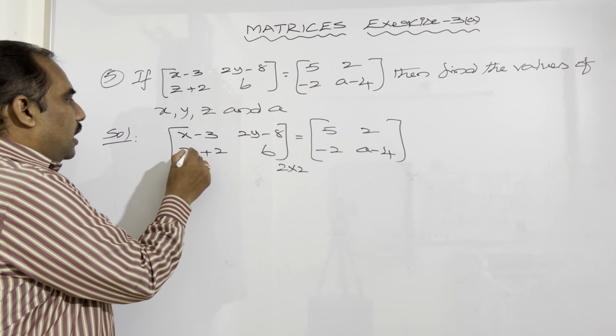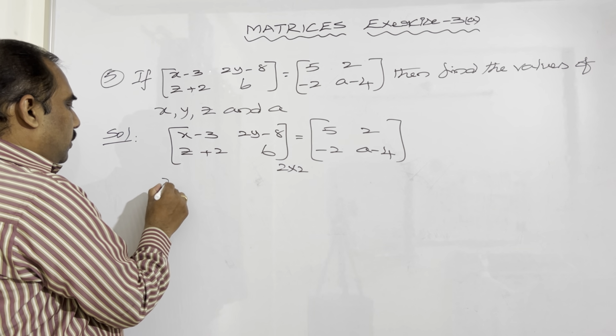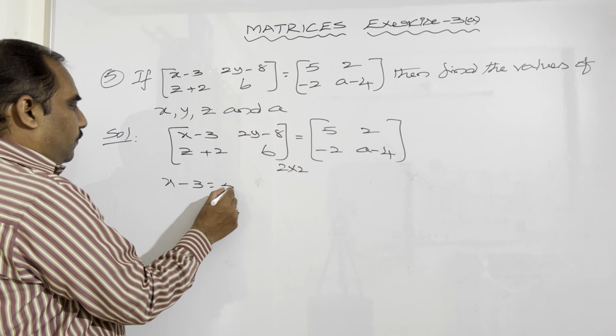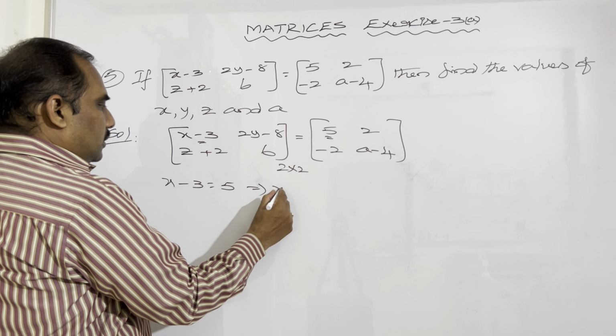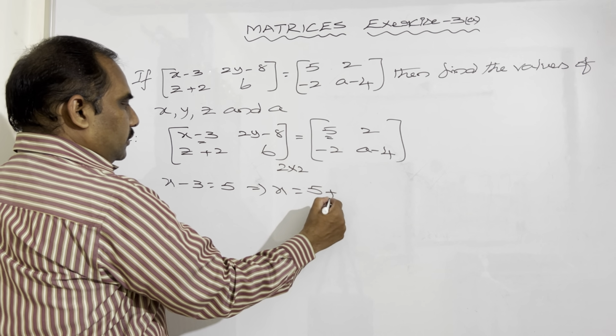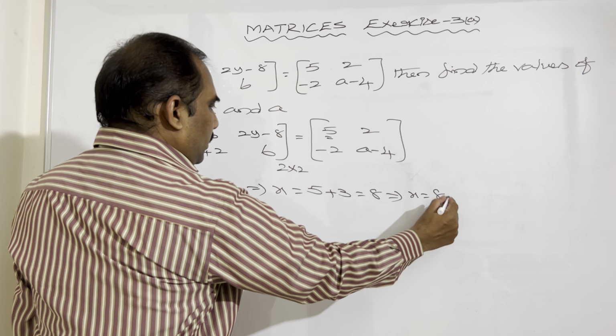So to find the value of x, x minus 3 is equal to 5, the corresponding element. From this, x is equal to 5 plus 3, which is equal to 8. So that implies x is equal to 8.